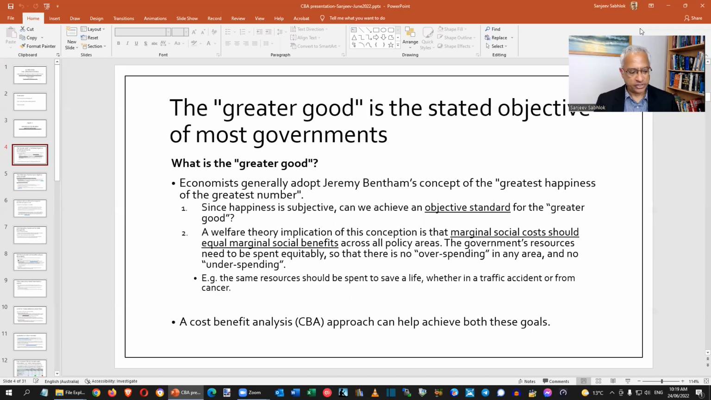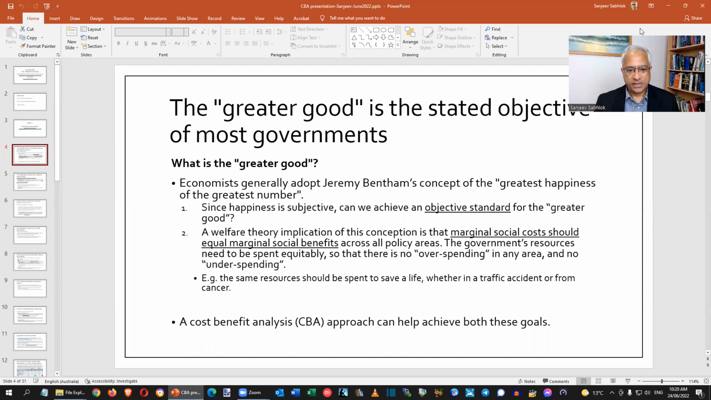So this is a very old concept. It's more than 250 years old now, and it has served society very well. There are 2 issues involved with this concept. One is that happiness is subjective. We think that happiness is all personal, a mental health state and all that. But at the end of the day, can we try to get an objective standard for the greater good, for happiness?